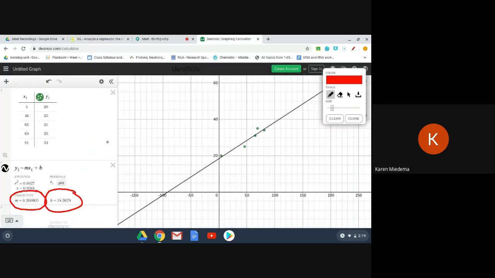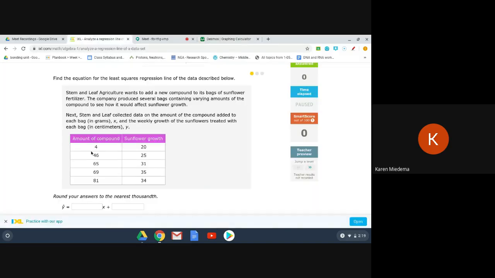So on this page here, I could see that m is 0.2, looks like I have 0.006. Well, rounded to the nearest thousandth, that means that we need to have 3 numbers after the decimal. So the 6 is going to tell the 0 to go up. So 0.201 is the slope. 0.201. I'm going to type that in. 0.201.